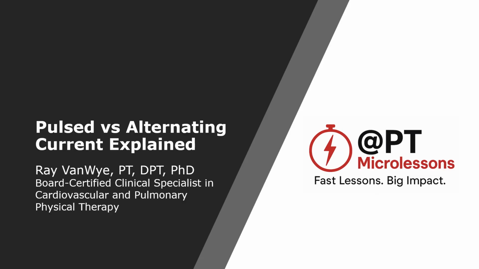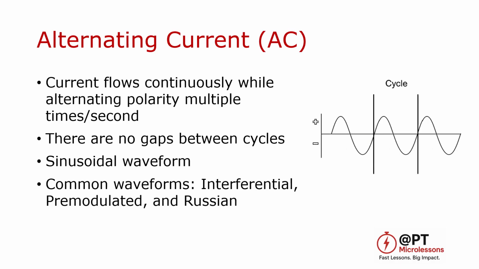In this lesson, we'll focus on pulsed and alternating current, and the common waveform options used with each. Let's begin with alternating current. Alternating current flows continuously while changing direction multiple times per second. There are no gaps between cycles. This produces a smooth sinusoidal waveform. Common examples include interferential, premodulated, and Russian current.